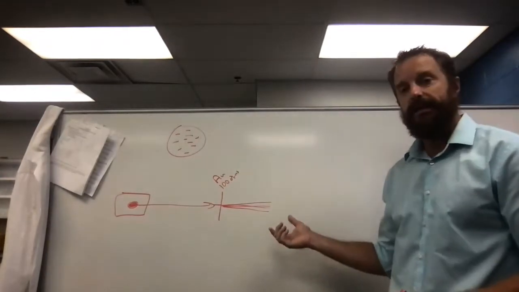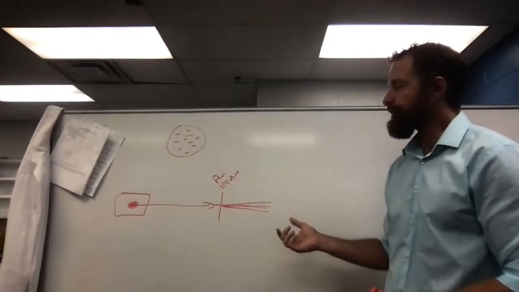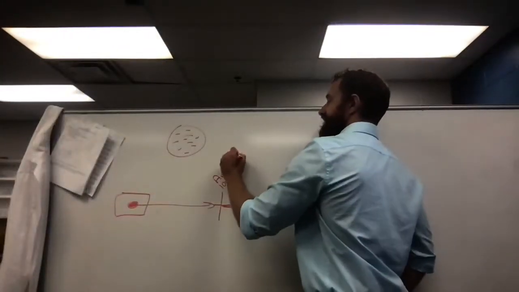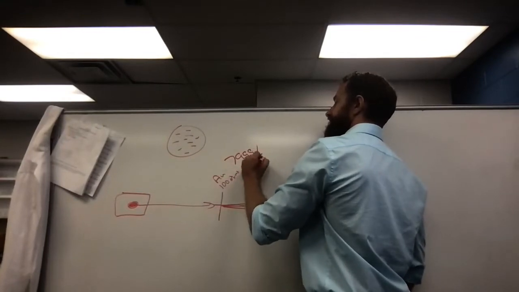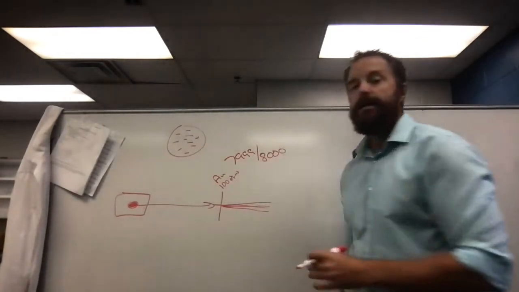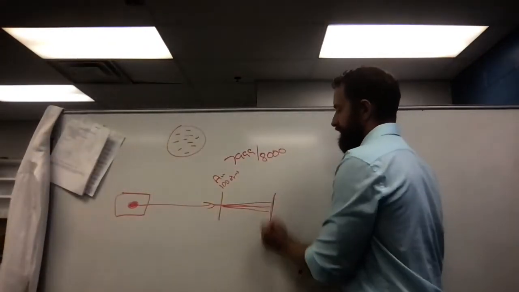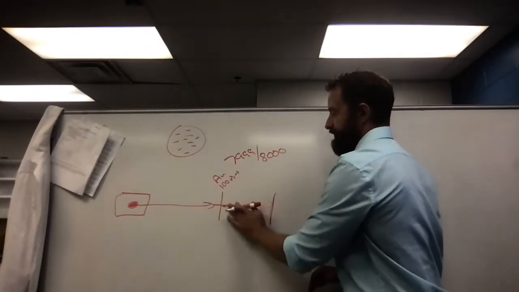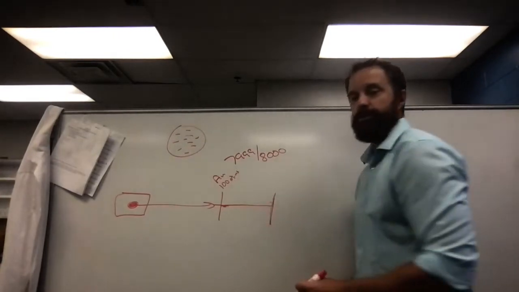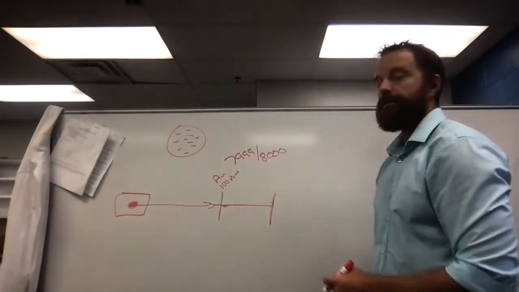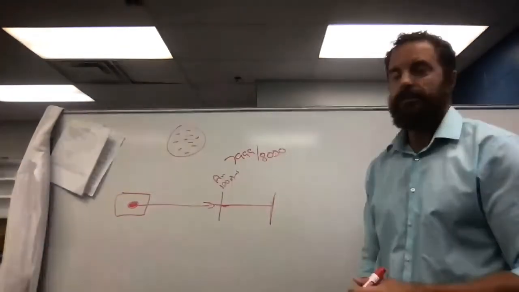And most of the time, that's exactly what happened. Most of the time, in fact, 7,999 times out of 8,000, nothing happened at all. They just go straight through and hit on a phosphor screen right here without even the deflection that he was expecting. 7,999 times out of 8,000, they just go straight through.